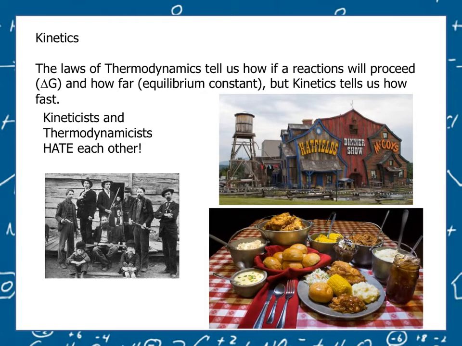So this is kind of like going back to that diamond turning into pencil lead thing. It has a negative delta G, so the reaction is thermodynamically possible. And it's a negative enough delta G that it has an appreciable, not a tiny, equilibrium constant. So it goes significantly towards products. However, none of us are worried about that because it's happening so slowly.